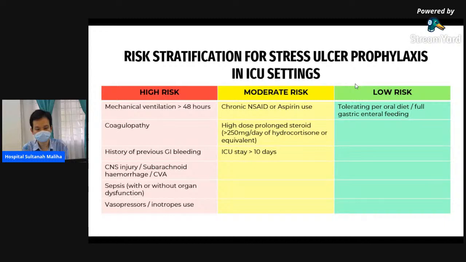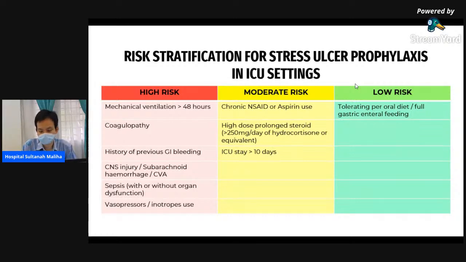For those with moderate risk, you can consider giving SUP as well: chronic NSAID or aspirin use, prolonged high-dose steroids, like at least 250 mg per day of hydrocortisone or equivalent, or ICU stay of more than 10 days. So when we talk about yellow, meaning amber, yellow and red is considered okay. But for those with low risk, like tolerating a per oral diet or full gastric enteral feeding, and with no other risk that we can stratify, then it is good for you to stop the PPI per se in ICU settings.